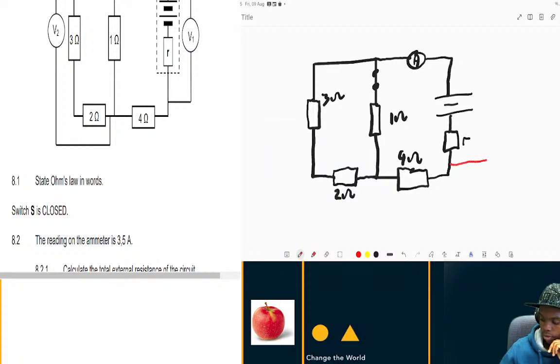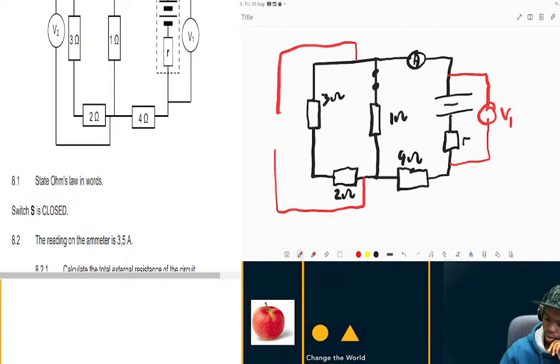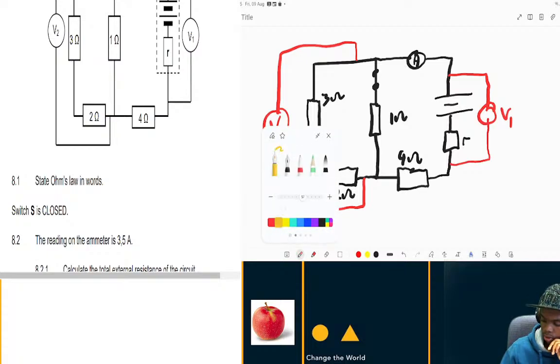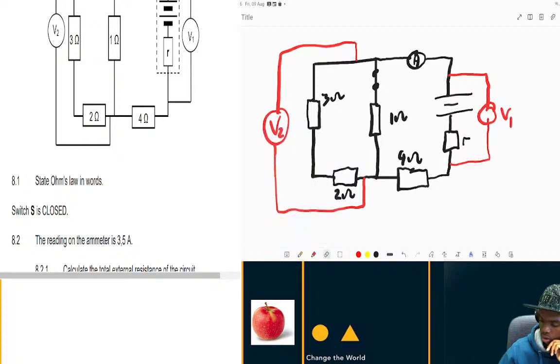Also, what we have is a voltmeter. So this is V1, and here is V2. Let's just do this to separate each and every one of the components. So that will be our ammeter.